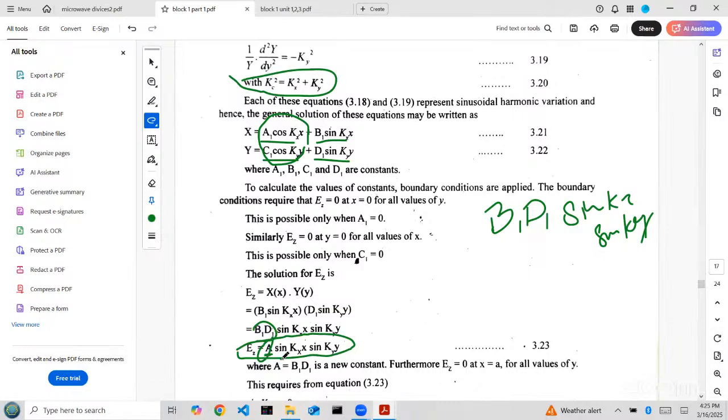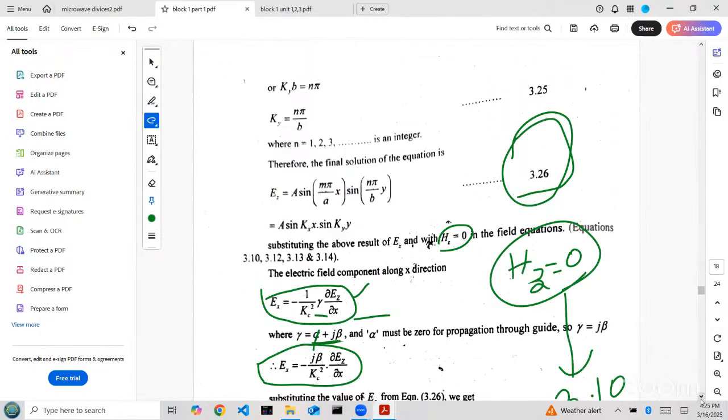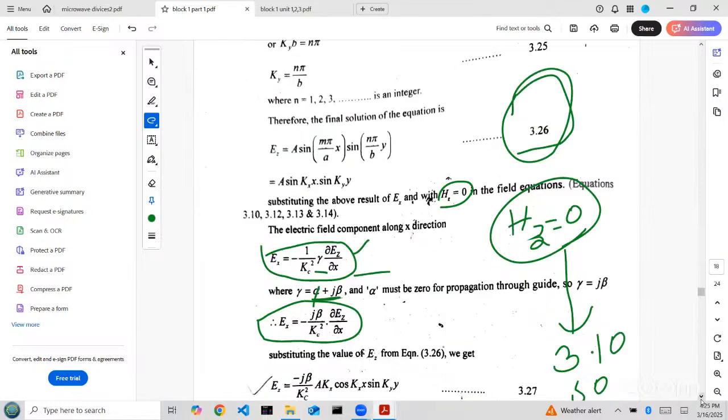And sin Kx at the boundary is equivalent to 0, which gives Kx equal to m pi by A. Again, this term is equivalent to 0, and calculating again gives Ky equal to n pi by B. So Kx comes as m pi by A, and Ky comes as n pi by B. Again we have to substitute those into the field where we have A sin Kx sin Ky, equation 3.23. Bringing those values and putting them in 3.23, we get equation 3.26.